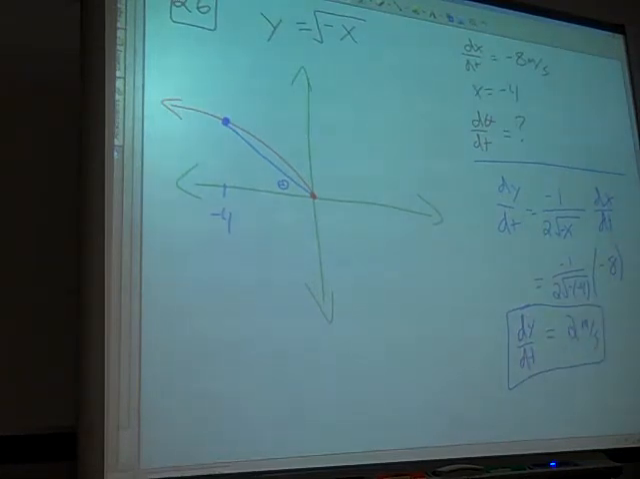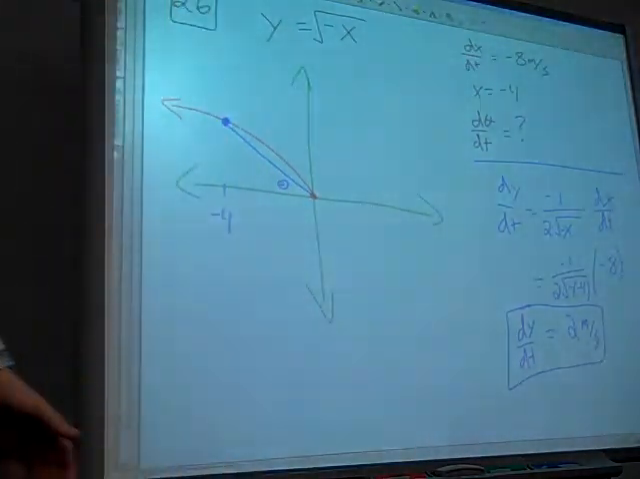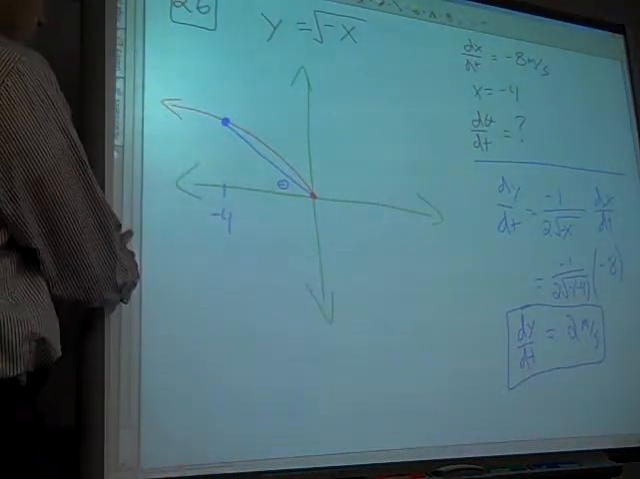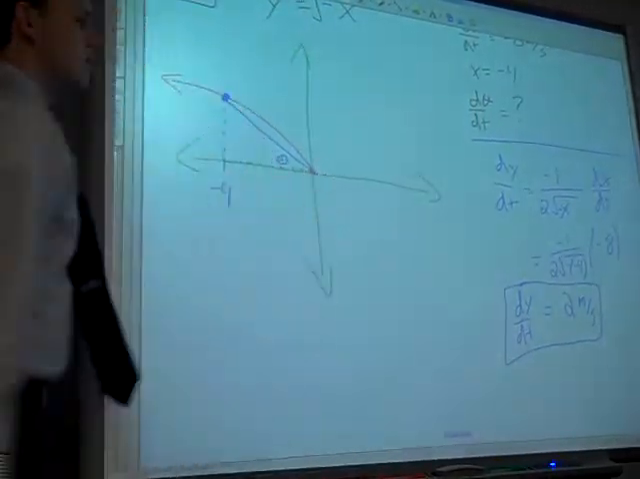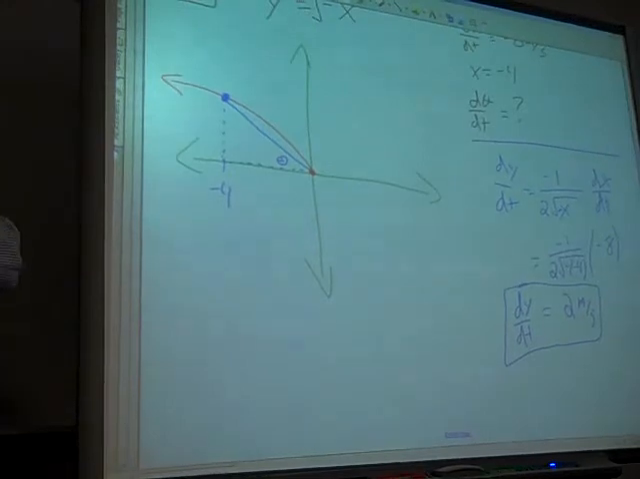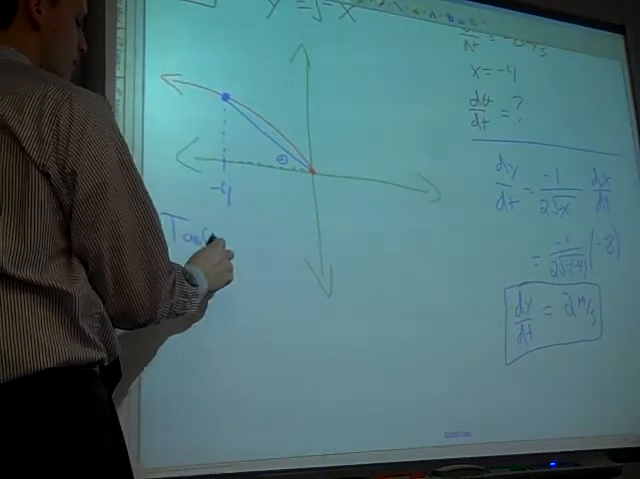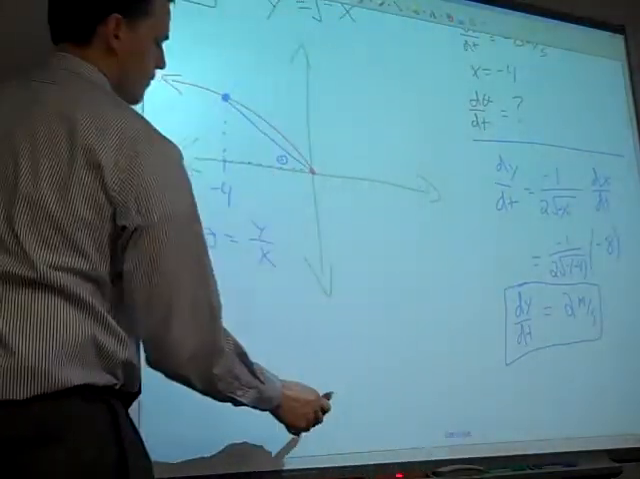But we were looking for theta, so we need an equation involving theta. What kind of equations involve angles? We have triangles, trigonometry perhaps. We know things about x and y. Which trig function will involve x and y? The tangent of theta. In fact, doesn't the tangent of theta equal y over x? Yes, I hope.